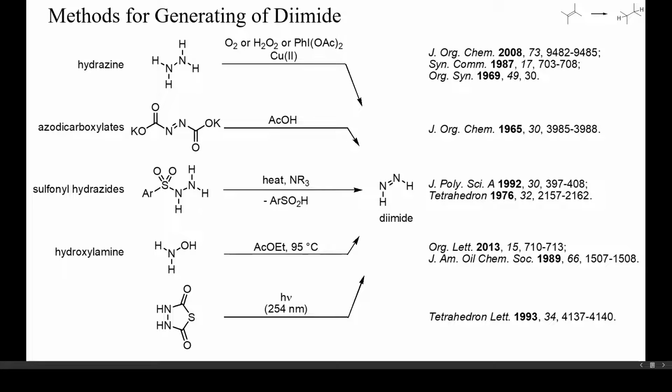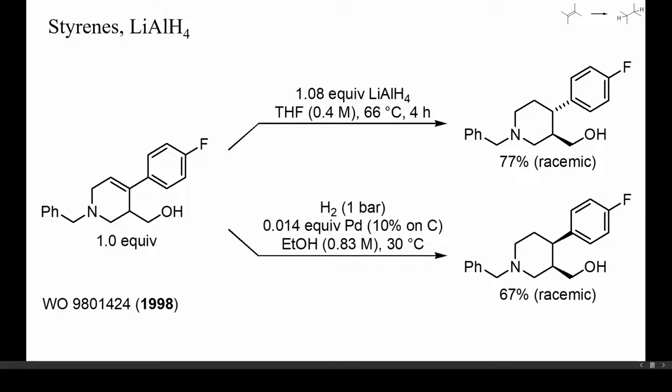Another common way to generate diimide is by acidification of a salt of azo-dicarboxylic acid. Further methods include heating sulfonyl hydrazides or mixtures of hydroxylamine and ethyl acetate. Because of the high reactivity of diimide, an excess of the reagent is usually required. Let's now have a look at some specific examples. I've chosen mostly cases with some selectivity issue.